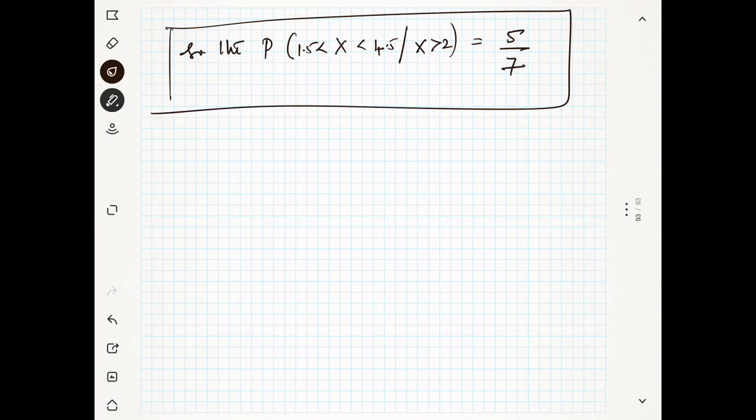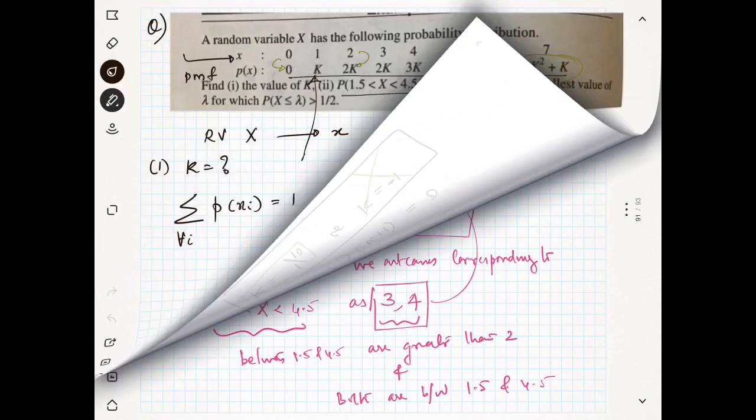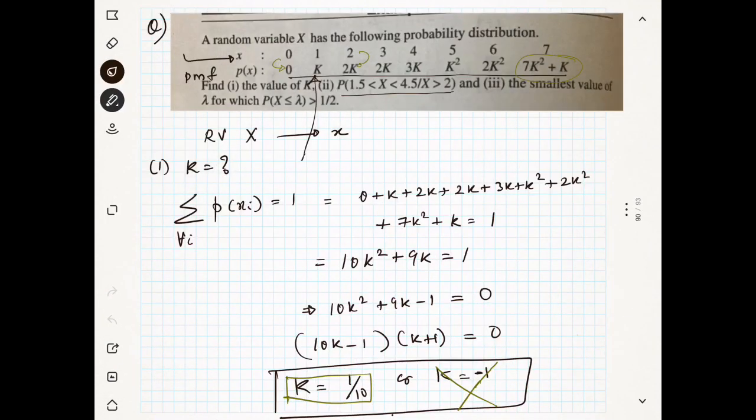Now what we have to do next is, what is the next part of the problem? Let me check. The smallest value of lambda, you can see this is the next part in the problem.